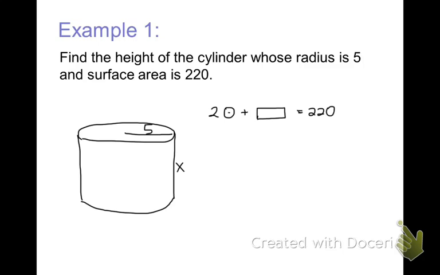What is the area of one of the circles? How do I find that? Pi r squared, so pi times 5 squared. Very good.